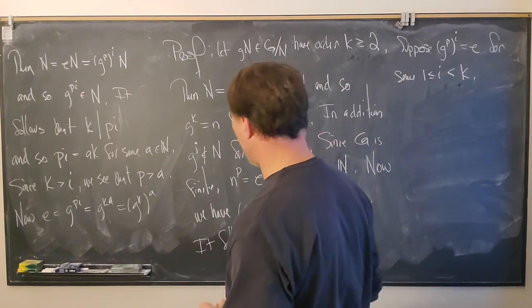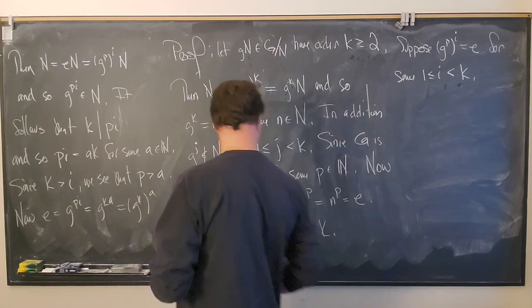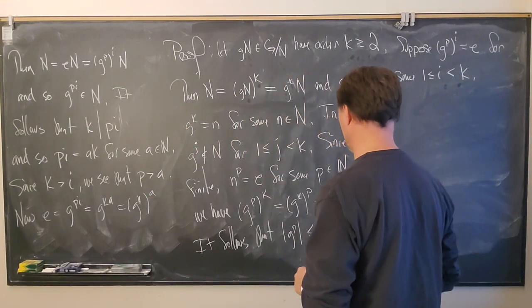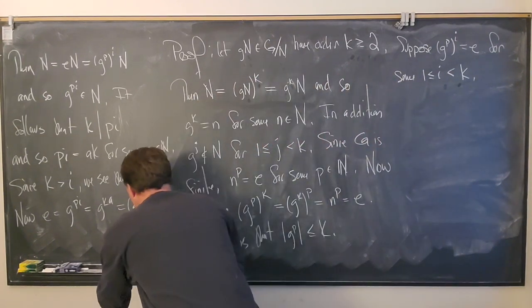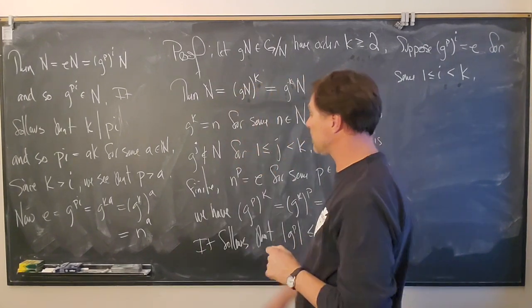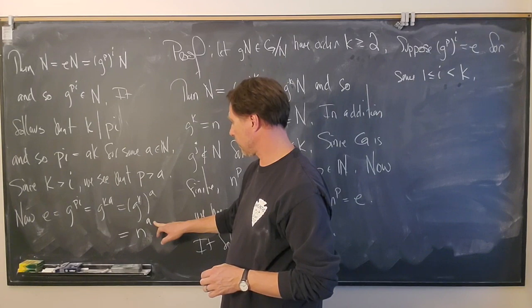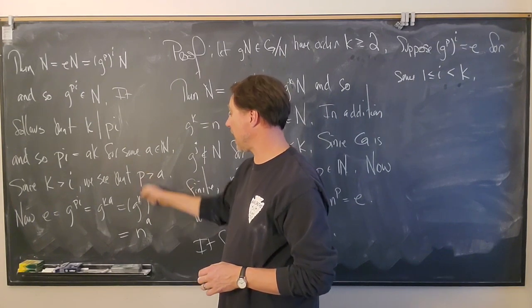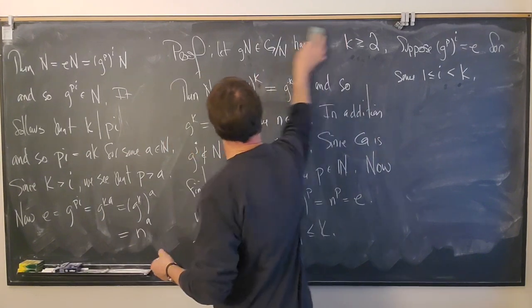And so what do we have now? g to the k raised to some power smaller than p. In fact, let's write this out. That's n to the a, right? g to the k is equal to n, so this is n to the a. And so now what we have is some number a smaller than the order of n giving us the identity as an exponent. That contradicts. So let's say that this way.